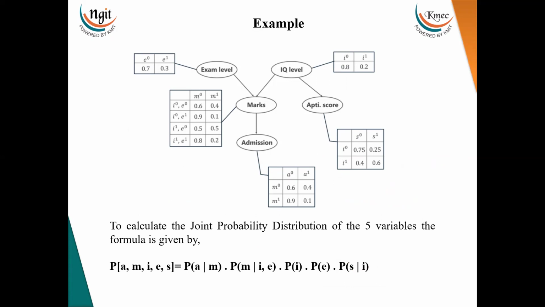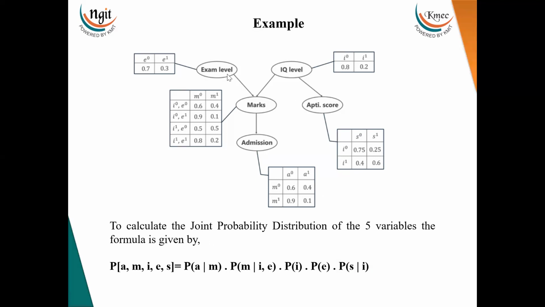To find that, it is dependent on other levels: marks is dependent on the exam level and the IQ level, and aptitude score is also dependent on the IQ level. It means that marks has two parent nodes, exam level and IQ level. Admission has one parent node, marks, and aptitude score has the parent node called IQ level. So for this we can calculate the joint probability distribution as follows. Admission has the parent node marks, and marks has the parent nodes exam level as well as IQ level, and the aptitude score has the parent node IQ level.